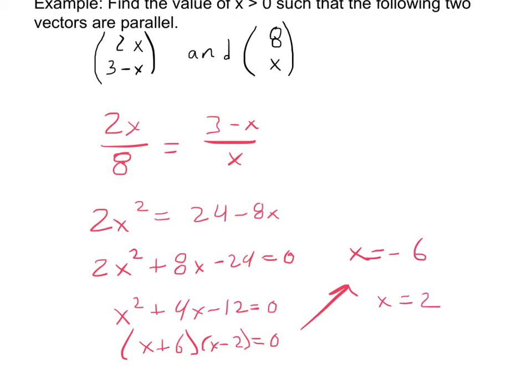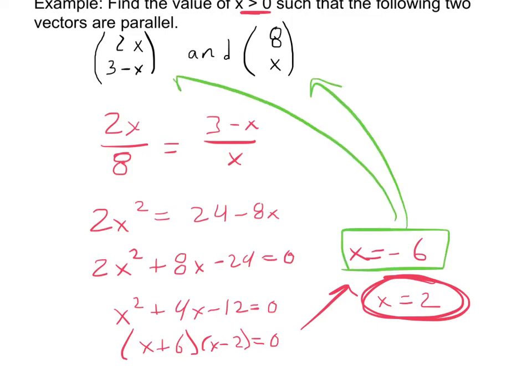We're tempted to circle both of those, but in the beginning of the problem we were told that x had to be greater than 0, which means that 2 is the only answer that they want. To be honest, there's nothing wrong with negative 6 as an answer. If we plugged it in, it would give you two parallel vectors. But because the problem asked for x to be greater than 0, 2 is the only answer that would actually be given on the exam.